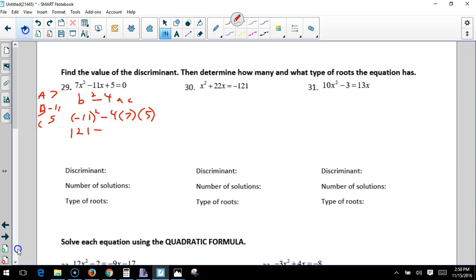7 times 4 is 28, and 28 times 5 is 140. When you subtract that, you get negative 19. So, the discriminant is negative 19. There are no solutions, and they are imaginary or non-real. Because that would be an i.